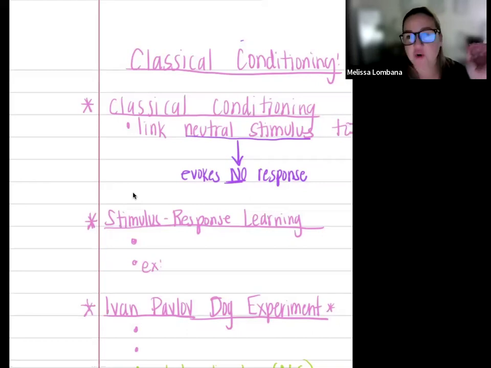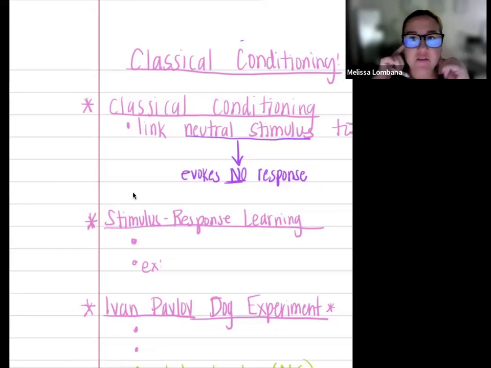So then you link the neutral stimulus to another stimulus that will elicit, which will create, an involuntary response. Involuntary, I want you to write, is all biological. Those are automatic responses, kind of for survival. Classical conditioning is all about the physical body, and how we pair things together.